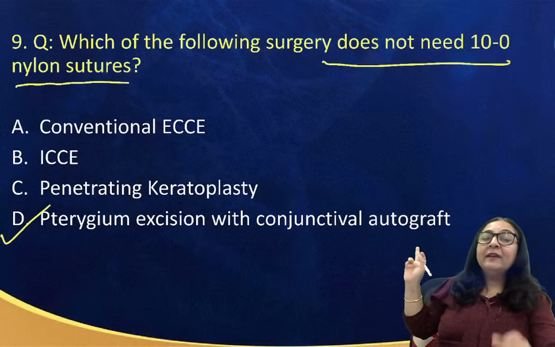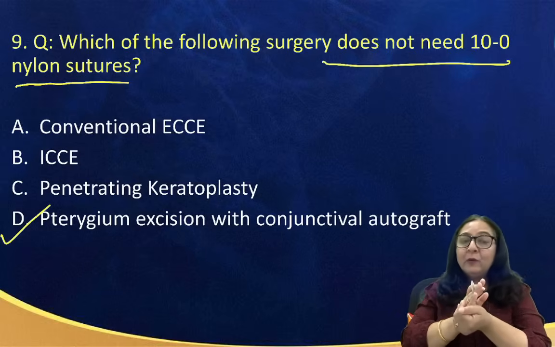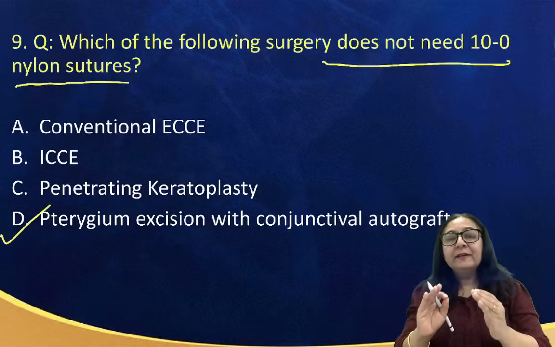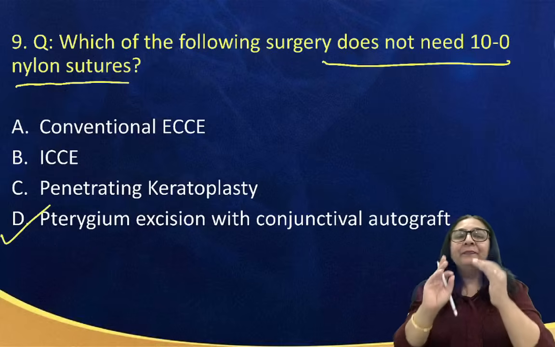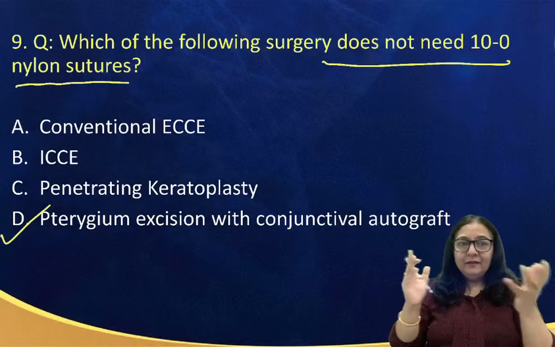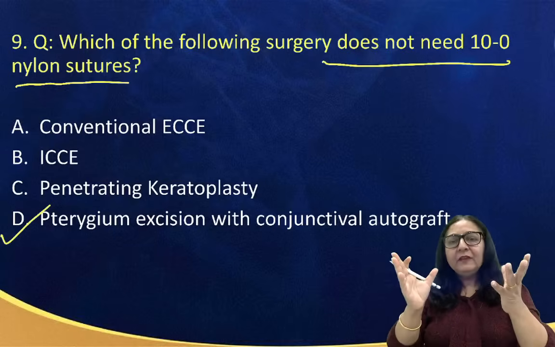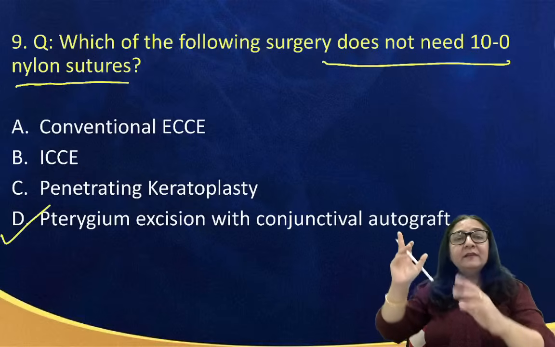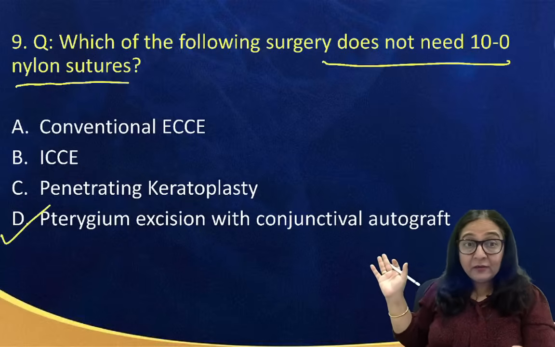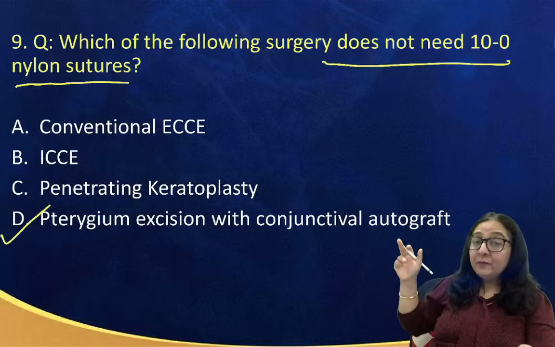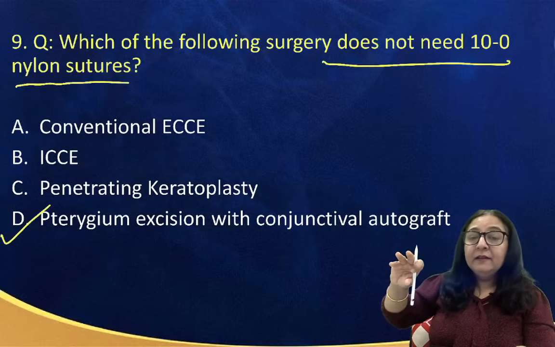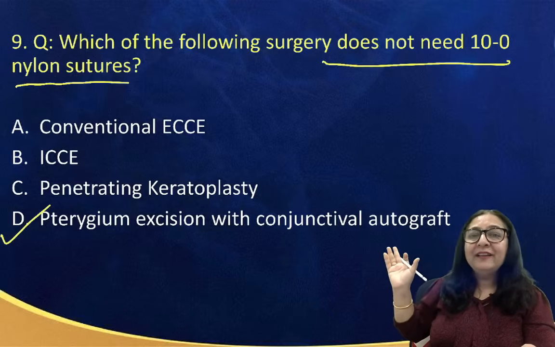For extracapsular cataract extraction, the conventional manual method, because there is a large incision, you need to put corneal sutures. In intracapsular cataract extraction, there is a very large incision, nearly 10 to 12 millimeter. For ECCE, mostly it is around 8 millimeter. So you have to use 10-0 nylon sutures. In penetrating keratoplasty, where you are suturing a full thickness graft with the host tissue, you have to use 10-0 nylon.